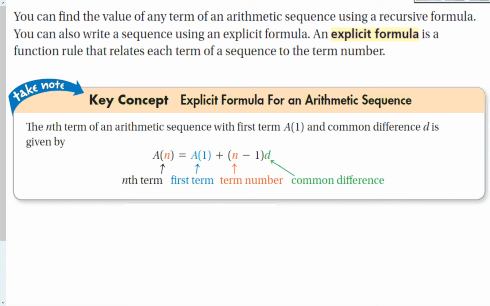So you can find the value of any term of an arithmetic sequence using the recursive formula. You can also write a sequence using something called an explicit formula. An explicit formula is a function rule that relates each term of a sequence to the term number. My formula is a of n is equal to the first term, a of 1, plus the term number, n minus 1, times the difference.